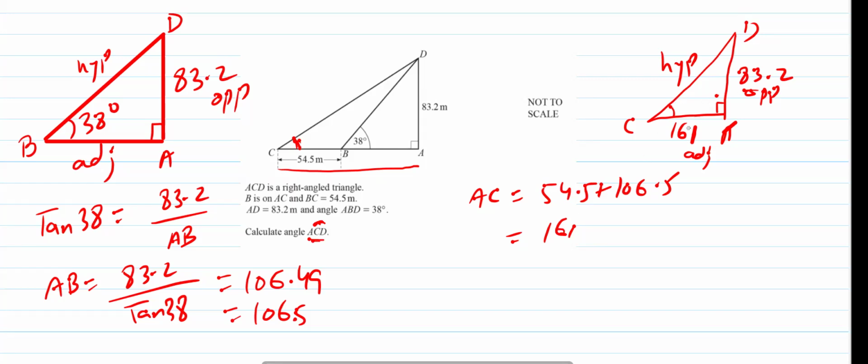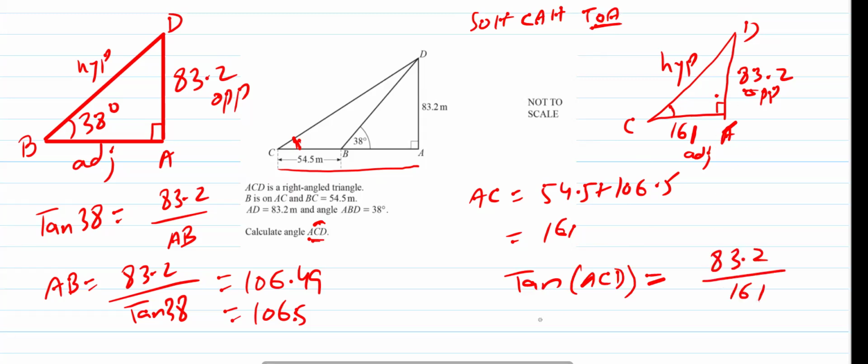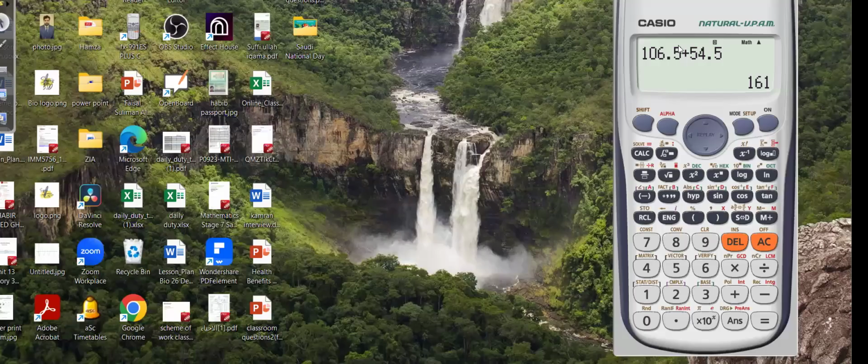So now what will we use to find this one? Again, I will use TOA, tangent, from SOH CAH TOA. Tangent of the angle ACD will be equal to opposite over adjacent, meaning 83.2 divided by 161. So what will be ACD? When you shift tangent to the other side, it becomes tangent inverse. Tangent inverse of 83.2 divided by 161. Calculate this: it is 27.328.